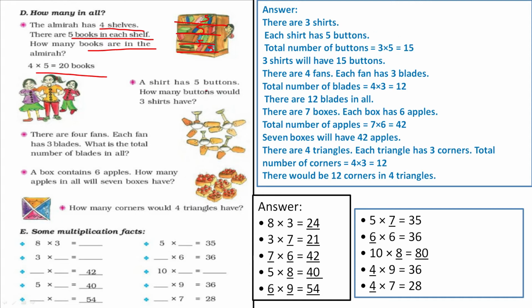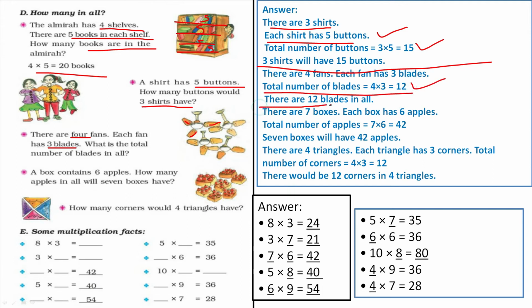A shirt has 5 buttons. How many buttons would 3 shirts have? So you can find 3 shirts will have 15. There are 3 shirts. Each shirt has 5 buttons. So 3 5s are 15. The shirts will have 15 buttons. Second one. There are 4 fans. Each fan has 3 blades. 1 2 3. Now total number of blades. 4 3s are 12. There are 12 blades in all.